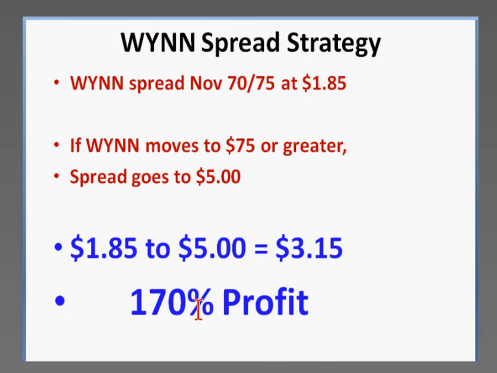So back to this one, my profitability is only 170%, which isn't bad, but my risk factor is much lower. The stock only has to go to $75, and my spread still produces a decent profit.